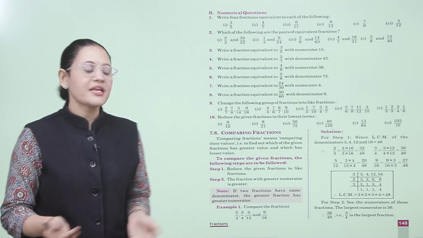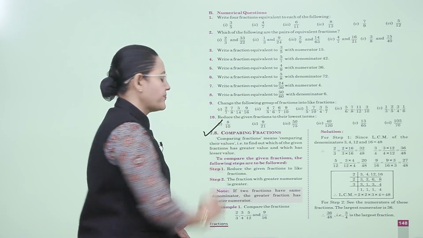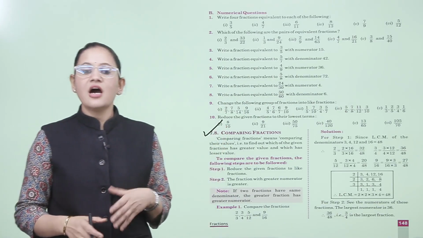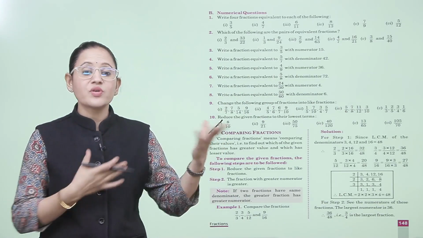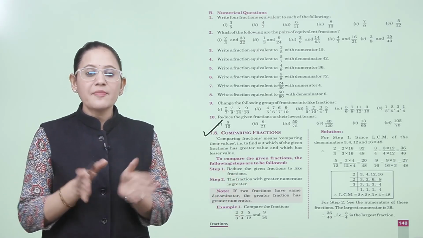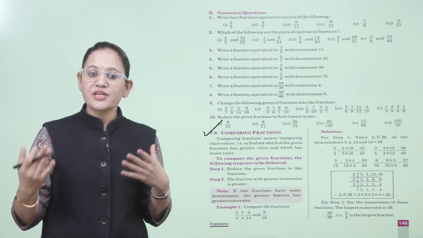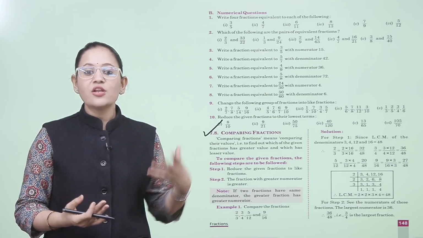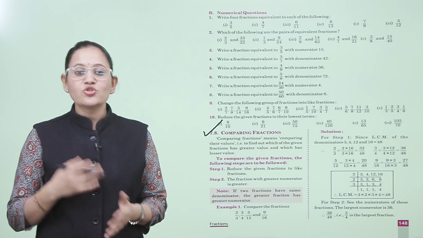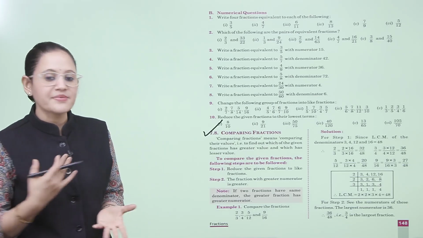Next is comparing fractions. Now we will learn how we can compare fractions, which one is greater and which one is smaller. Comparing fractions means comparing their values, finding out which of the given fractions has the greater value and which has the lesser value. To compare the given fractions, the following steps are to be followed.